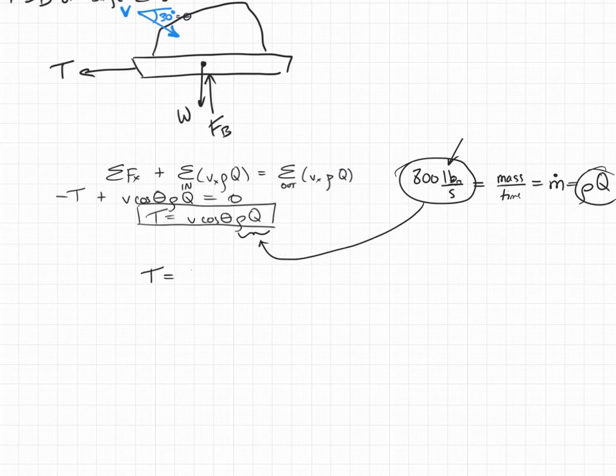T equals v, 5 feet per second, cosine 30 degrees. Okay, rho q, 800 pounds mass per second. Now you're thinking this is golden, right? We're about to get an answer because you're just going to plug all this into your calculator and get a number. And you got 3,464.1.